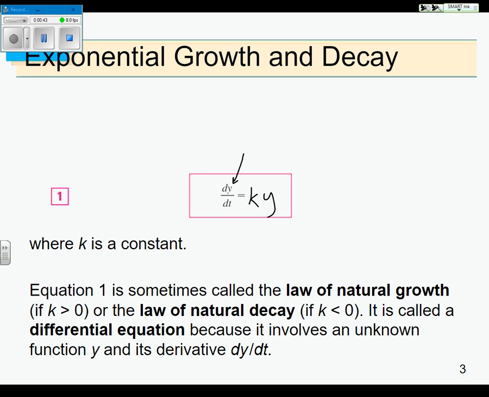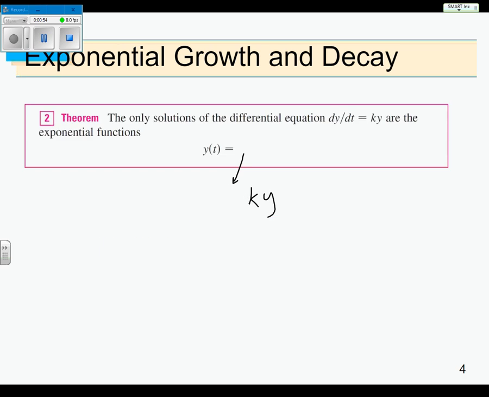Now, what we saw in pre-calc A was that if k was greater than 0, we call it the law of natural growth. If k is less than 0, we call it the law of natural decay. So the only solutions of the differential equations are going to come from the exponential functions, which is y of t equals, I think we did y sub 0 last year, where this is just my initial value.